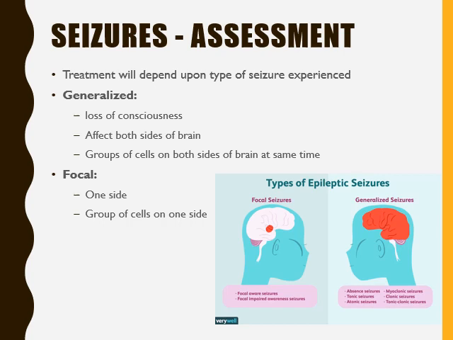Focal seizures means it's only one side of the brain or a group of cells on one side of the brain. And with focal seizures, you will see only one part of the body involved, so you might see a hand twitching or something, and we'll talk about that in just a little bit.